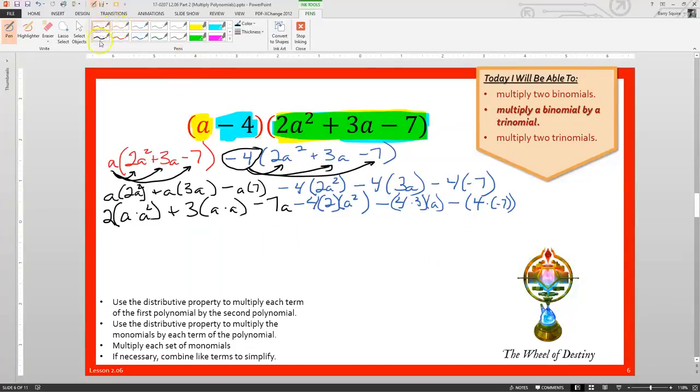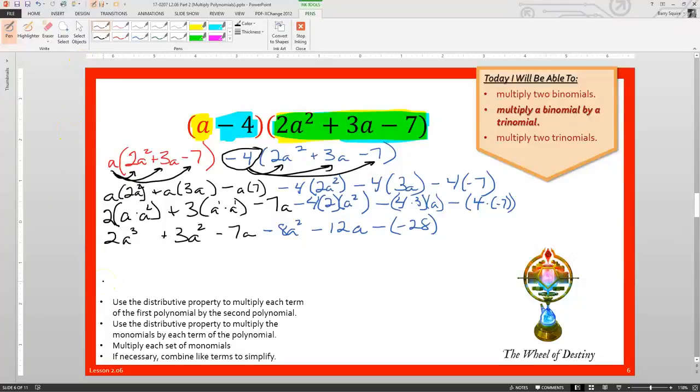And now we just start simplifying, combine the coefficients, and then use the product of powers property. A to the first times a to the second is a to the third. Plus 3 times a to the first times a to the first becomes a to the second, minus 7a. Now to the blue side, we have minus 4 times 2, so that's a minus 8, and only one variable, so a squared. Now minus 4 times 3 is minus 12, and again just one variable. And then minus 4 times negative 7 is positive 28. Okay, now let's write this. I'm going to take these parentheses out because I don't think we really need them.